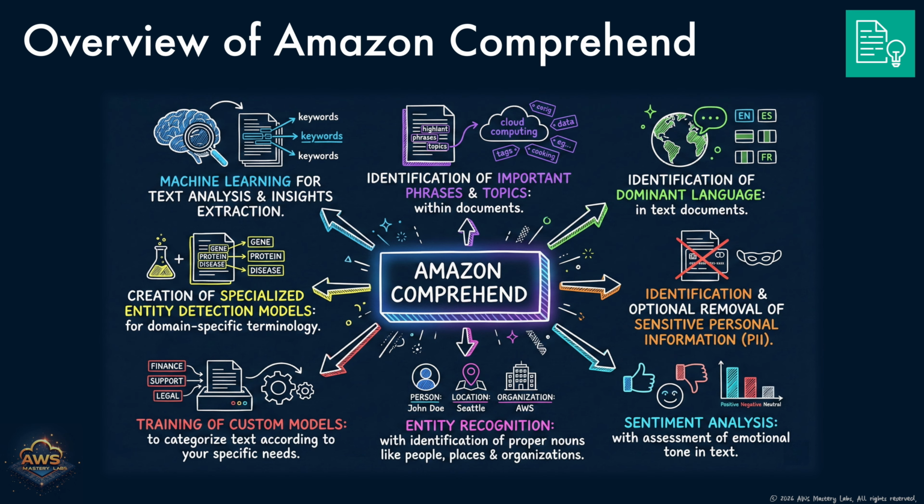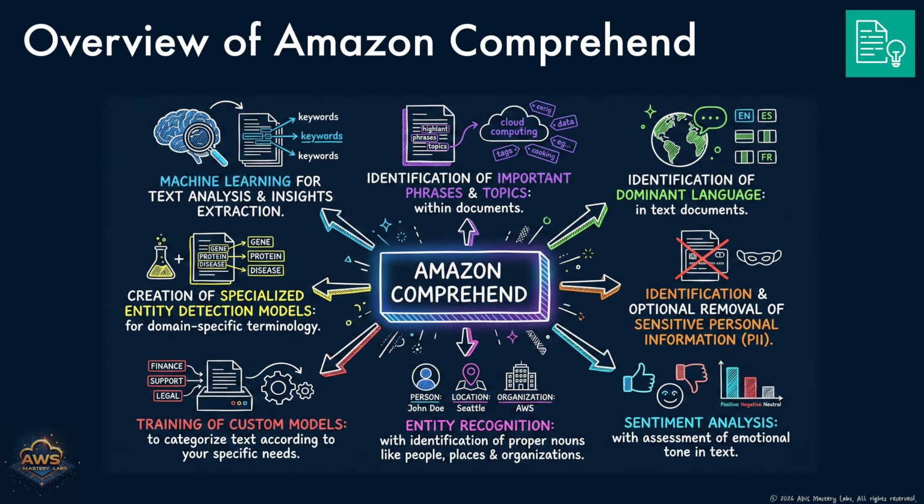It also provides key phrase extraction, which highlights the most relevant and meaningful phrases in a document. This allows you to quickly summarize and understand the main topics without reading the entire text. With language detection, Comprehend can determine the dominant language of any given document or text snippet. This is especially useful in global applications, where customer input might arrive in multiple languages.